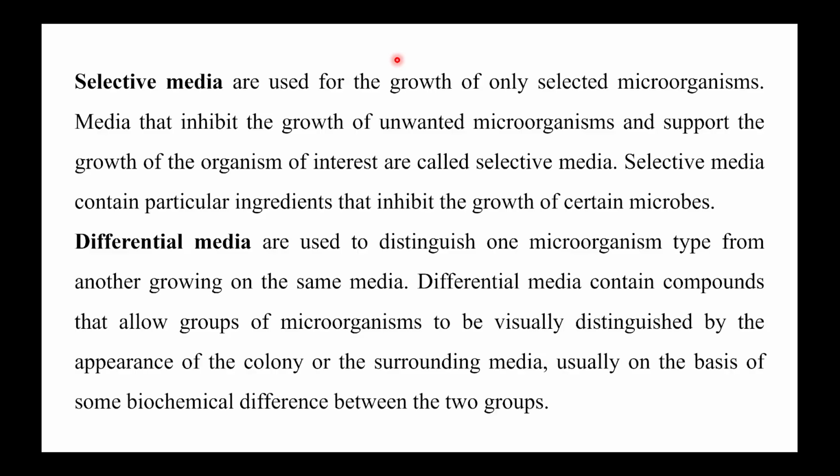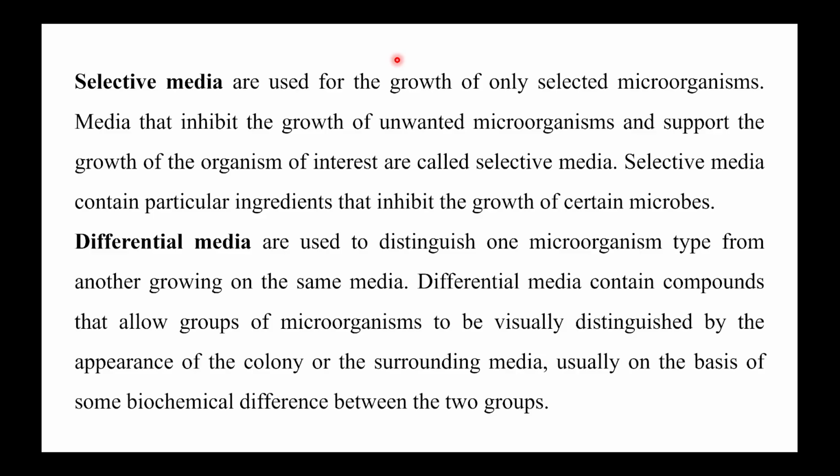And then differential media has components that can allow groups of microorganisms to be visually distinguished by the appearance of the colony or the surrounding media, usually on the basis of biochemical differences between the two groups. So basically, selective media has certain components that inhibit the growth of certain groups of microorganisms, but allow certain other groups to grow. So that will select for that particular group. It will favor one group.